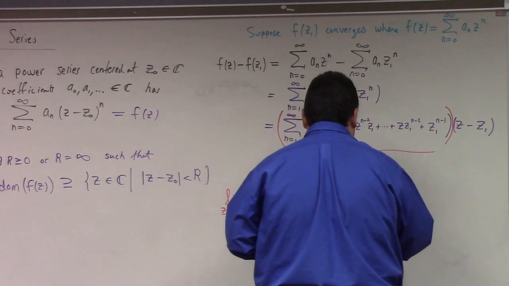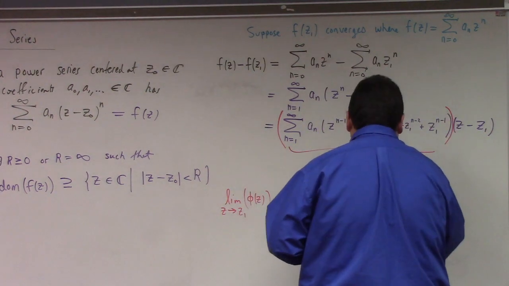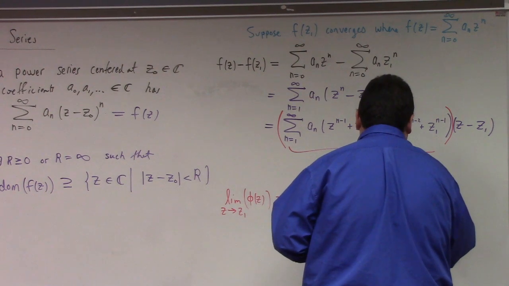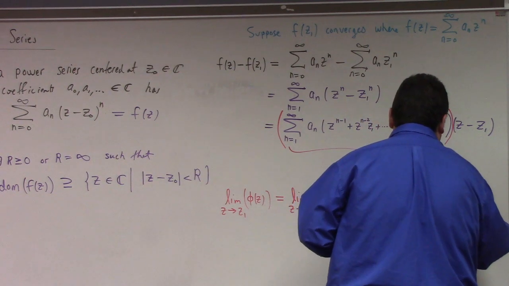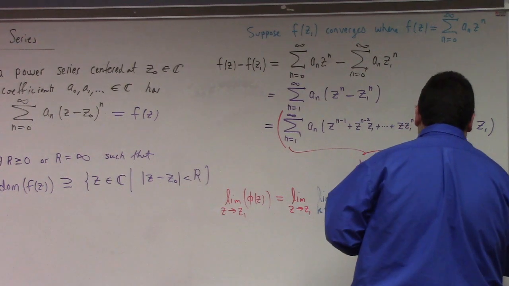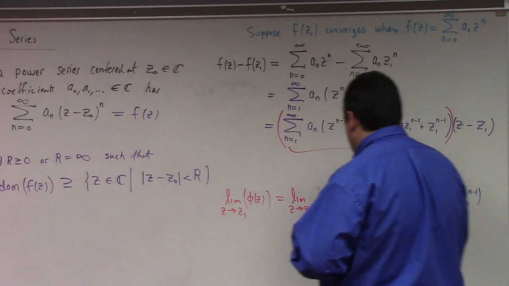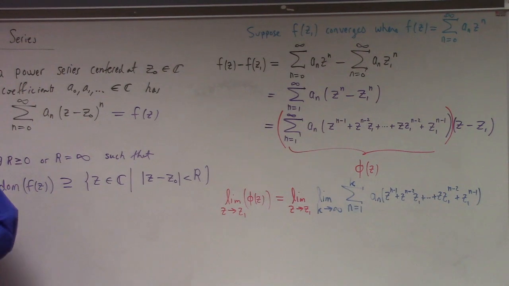And then you've got your a sub n times z to the n minus 1 plus z to the n minus 2 times z1 plus and so on, plus z1 to the n minus 2 plus z1 to the n minus 1, right? So I'm just going to focus on the Carathéodory function, yeah? So look here, if I can switch the order of the limits, if I can bring the limit over z1 inside, what happens?